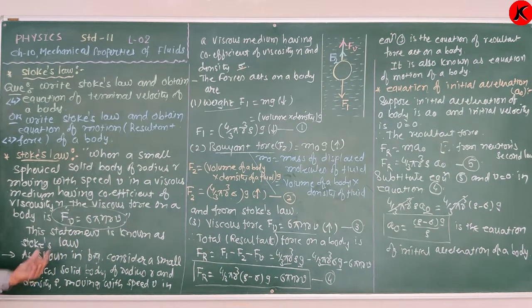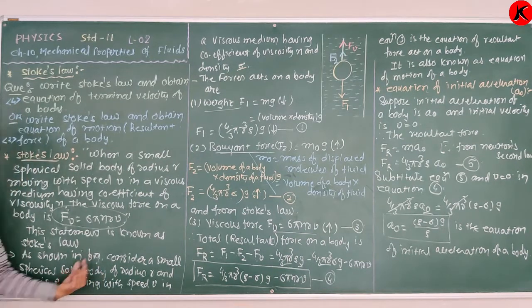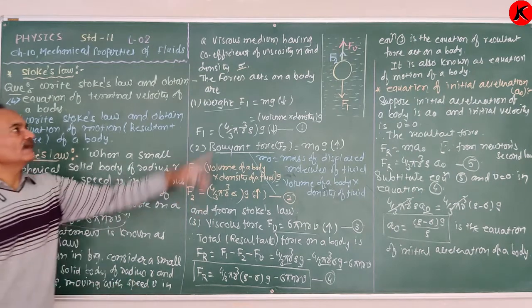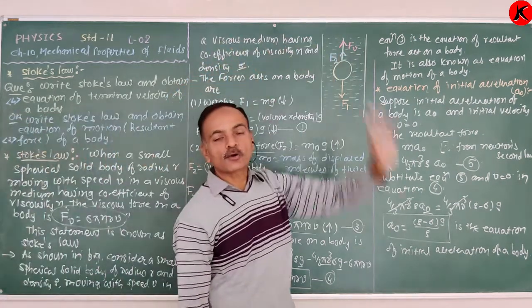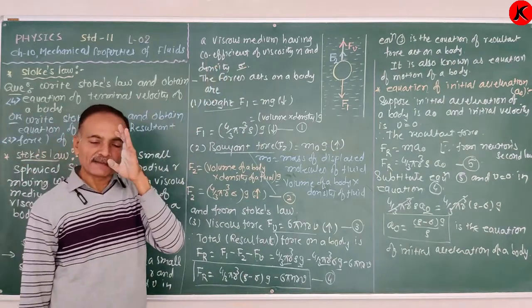Now, our question is that we have to state Stokes' law and obtain the equation of motion, or the resultant force acting on a body. As shown in the figure, consider a small spherical solid body of radius r and density rho, moving with speed v in a viscous medium having coefficient of viscosity eta and density sigma.